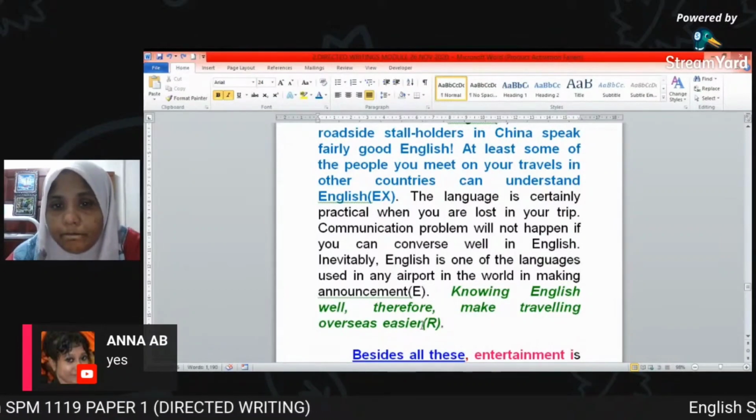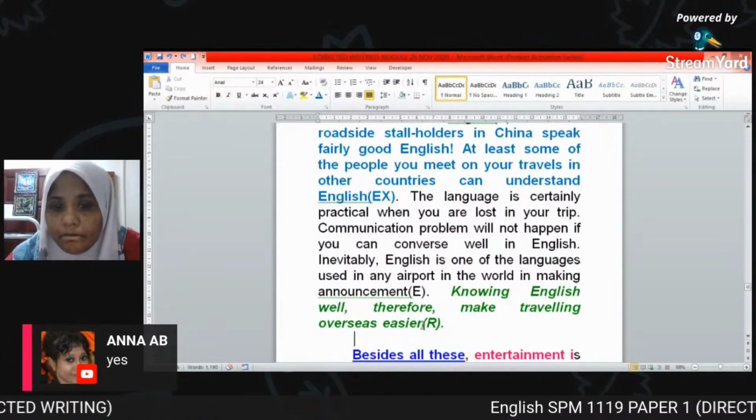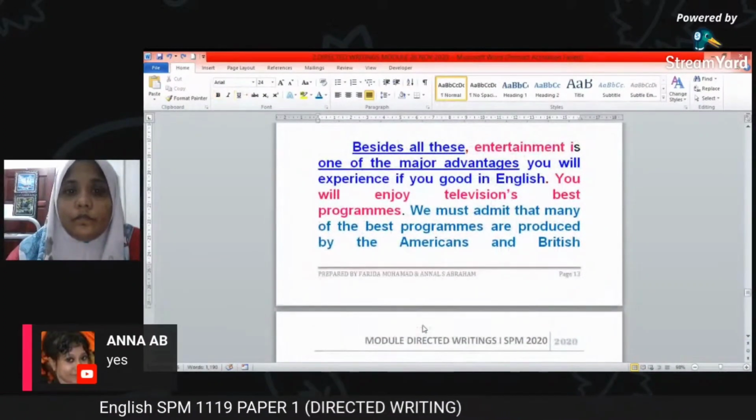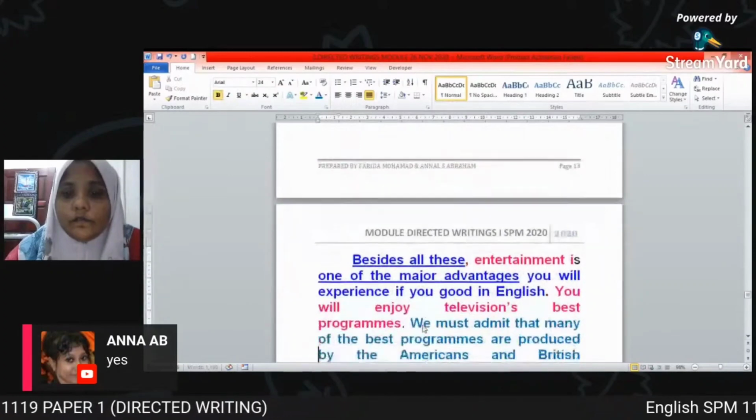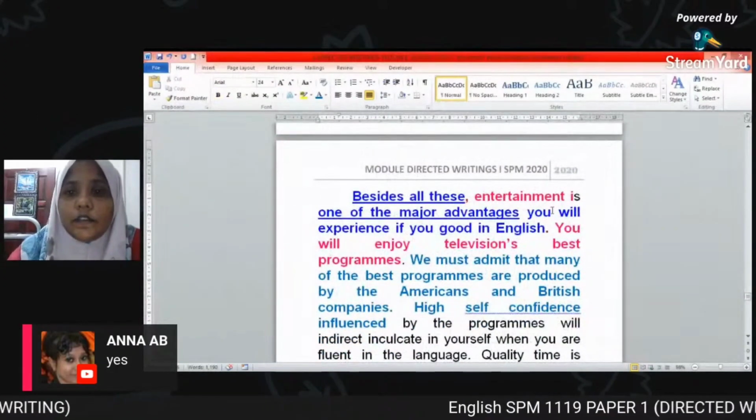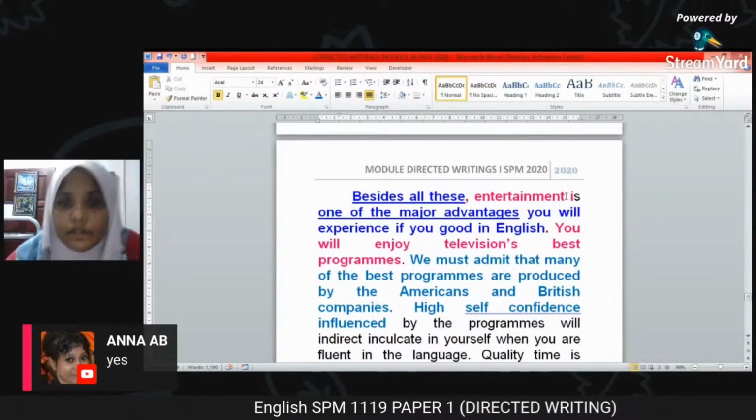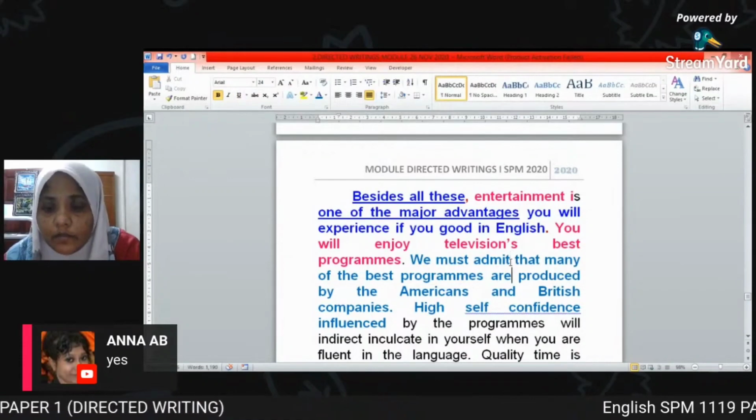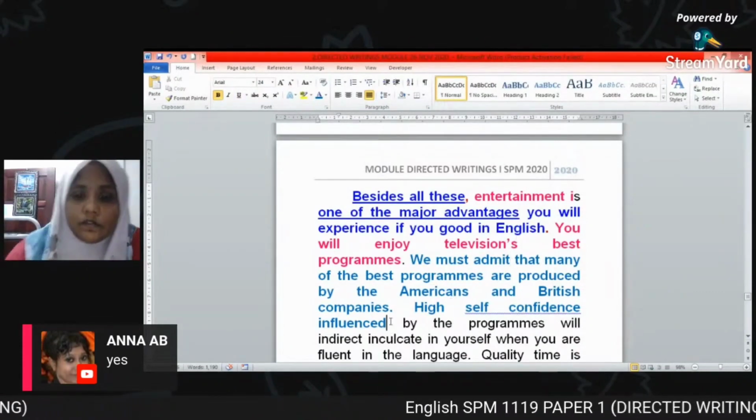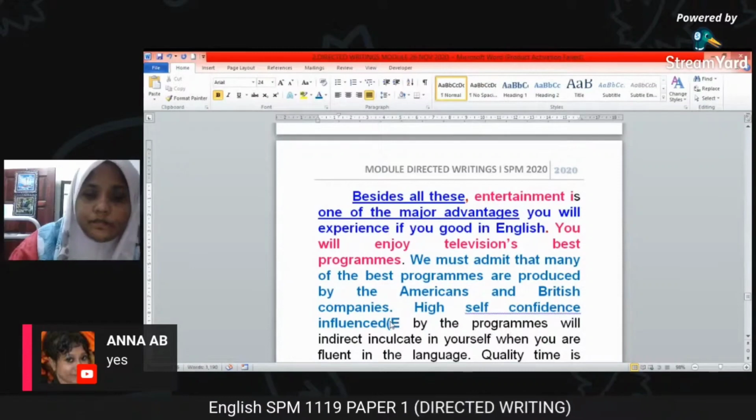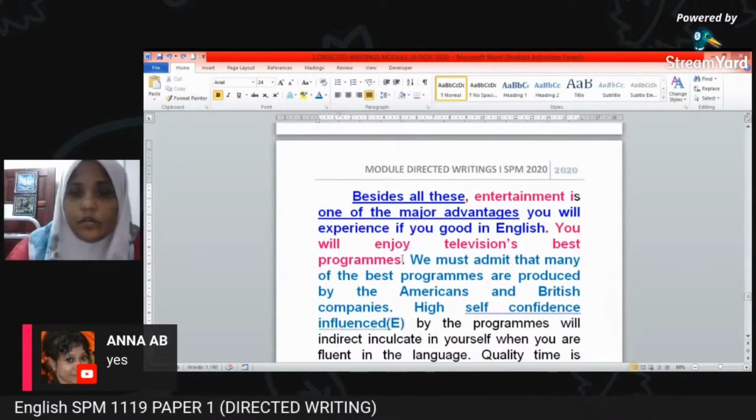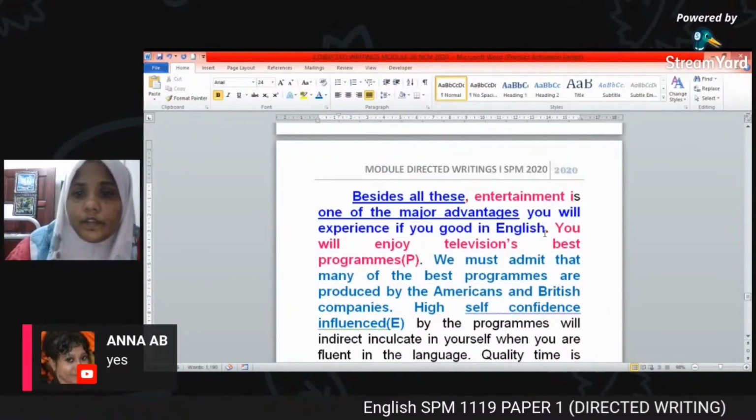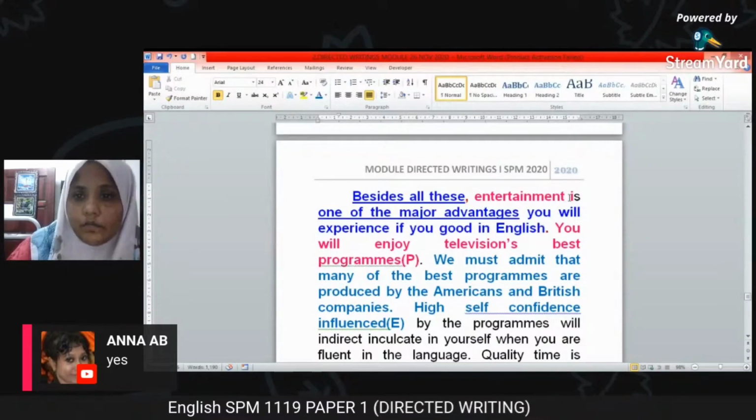All right, next one. Okay, all this entertainment is the point, then second connectors, example, right? Point. You don't have to read. You just see the color, you can know, right? Point.